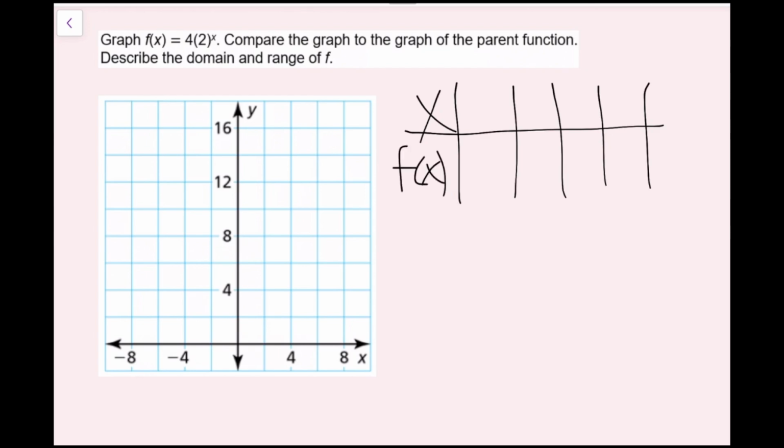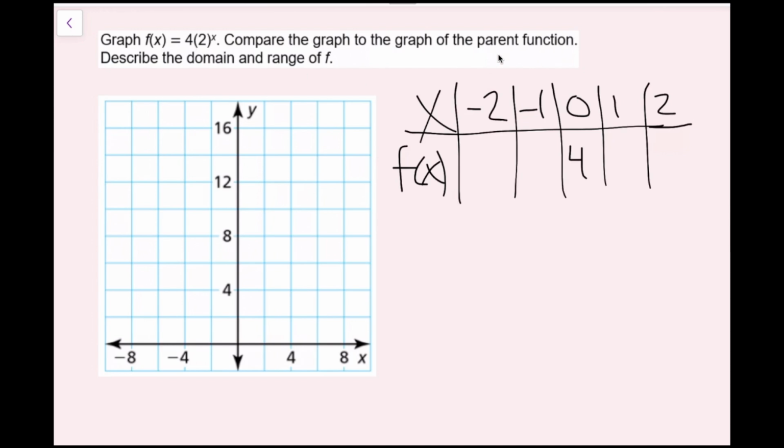And let's see, I want 5 spaces. I would basically like to start at 0 in the middle, and then have 2 more x values to the right and 2 more to the left. I'm going to do 0, 1, and 2, and then -1 and -2. So what I like to do is always start with 0 because that's the easiest number to plug in. So I'm going to plug in 0 here. 2 to the power of 0 is 1, and then 1 times 4 is 4.